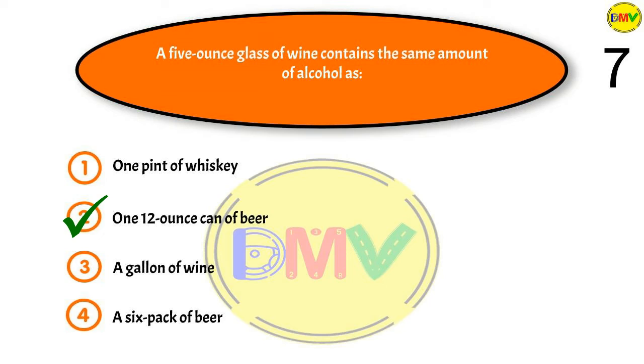The correct answer is 2. A 5-ounce glass of wine, 12% alcohol, a 12-ounce can or bottle of beer, and 1.5 ounces of 86 proof liquor all contain approximately the same amount of alcohol. A person's ability to drive will be equally impaired by the same amount of alcohol no matter what kind of alcoholic beverage they drink.